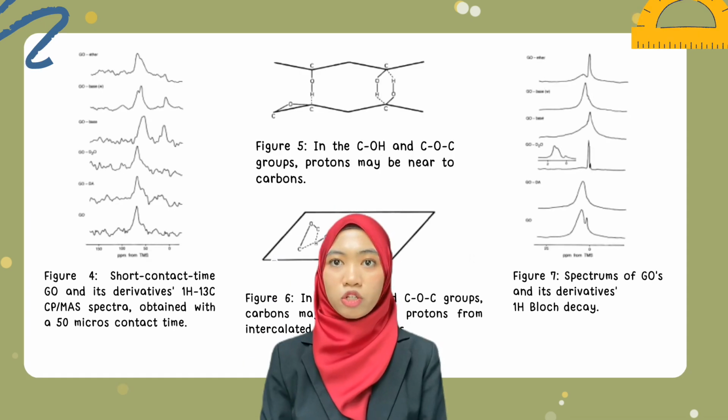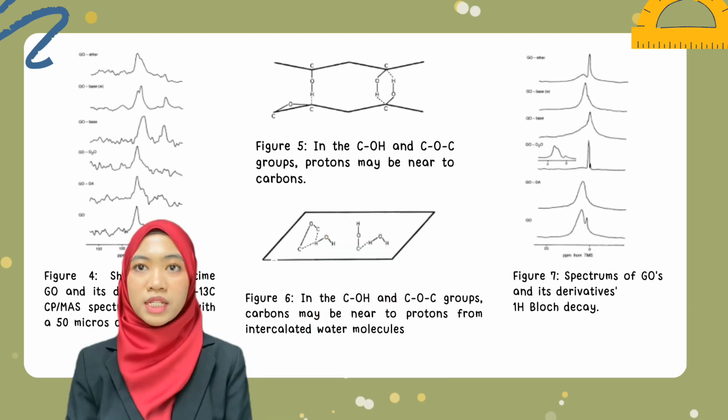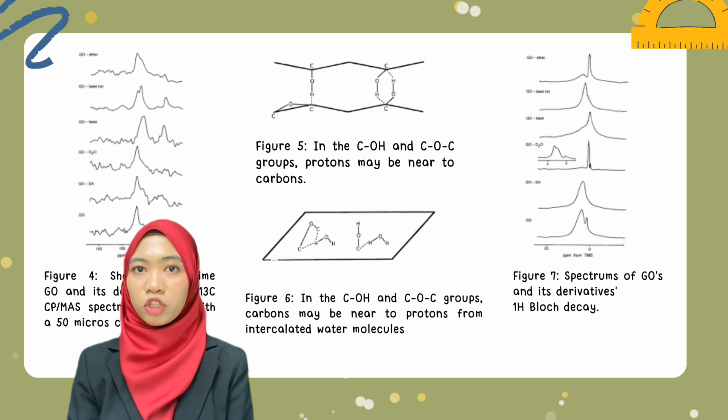Next, Figure 4 shows short contact time 1H-13C CP MAS spectra of GO and its derivatives obtained with a 50 microsecond contact time. Figure 5 shows that in the COH and COC groups, protons may be near to carbons. Next, Figure 6 shows that in the COH and COC groups, carbons may be near to protons from intercalated water molecules. And last, Figure 7 shows spectra of GO and its derivatives 1H Bloch decay.